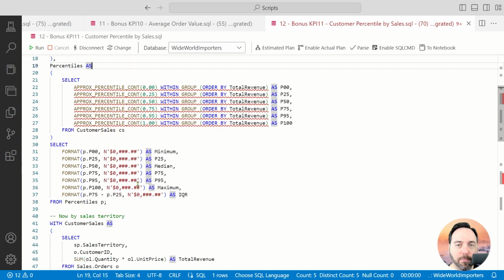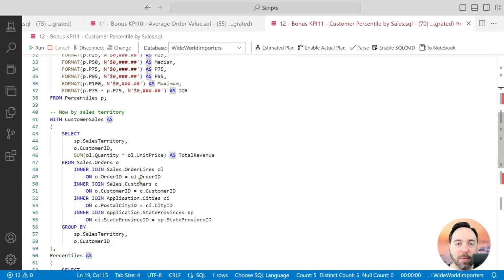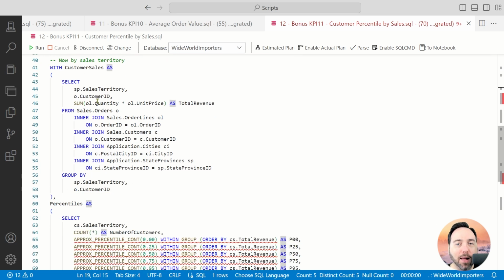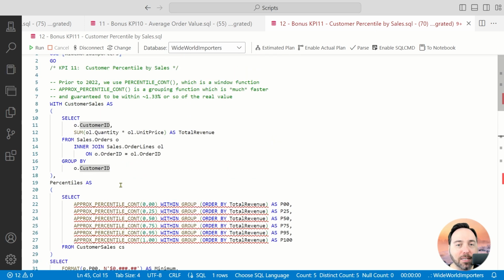Scrolling down a bit further, we can see that we can, of course, introduce other ways to slice this data. For example, let's say that I want to slice by sales territory. Now I'll include the sales territory along with the customer ID. Customers are in a single sales territory, so we're not actually expanding the grain of the query. Let me quickly show you by scrolling back up and selecting the contents of the first customer sales CTE.